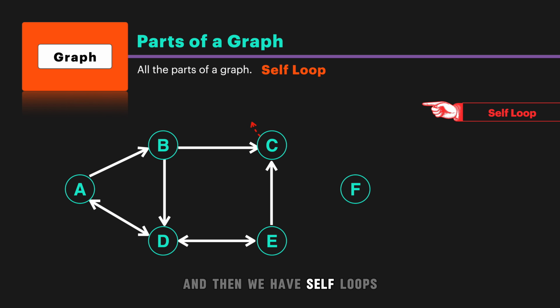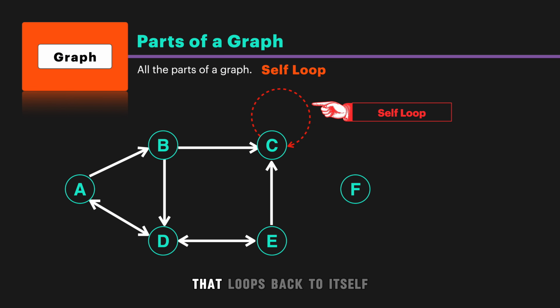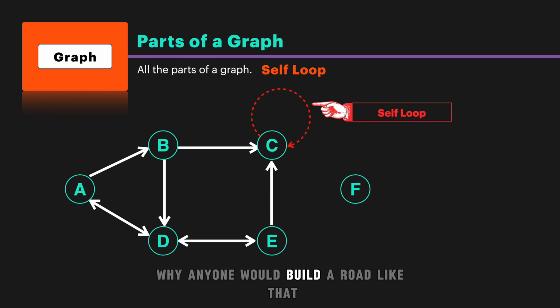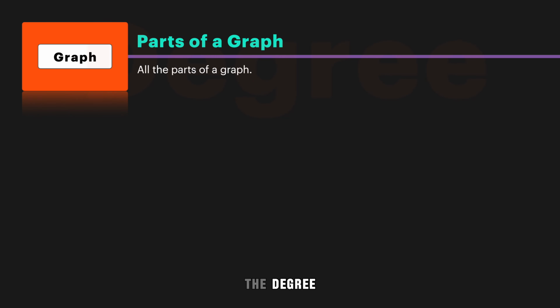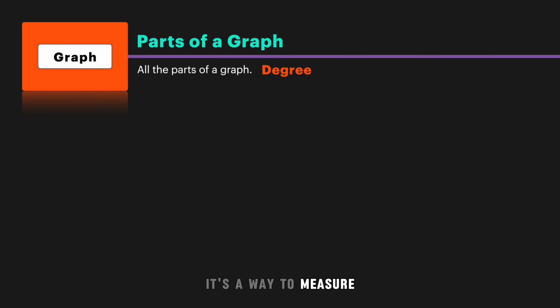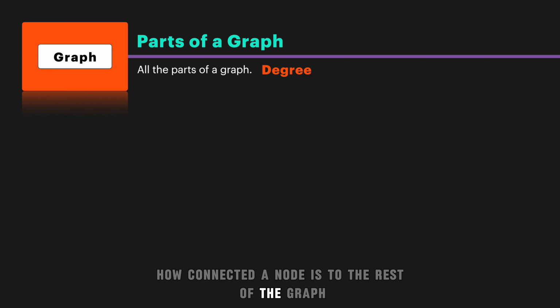And then we have self-loops. That's when a node has an edge that loops back to itself. It's like a road that starts and ends in the same city. You might wonder why anyone would build a road like that, but it's actually pretty useful in graph theory. The degree of a node tells us how many edges are connected to it, like how many roads lead into a city. It's a way to measure how connected a node is to the rest of the graph.